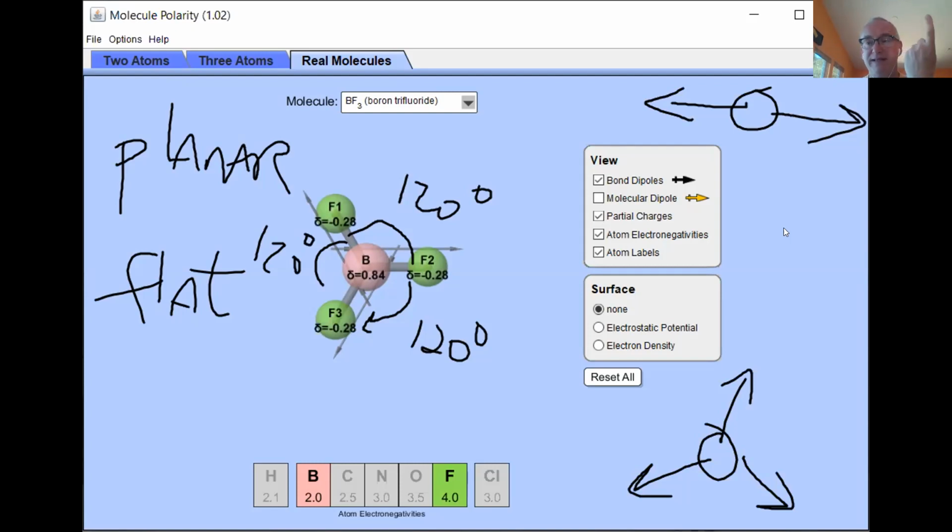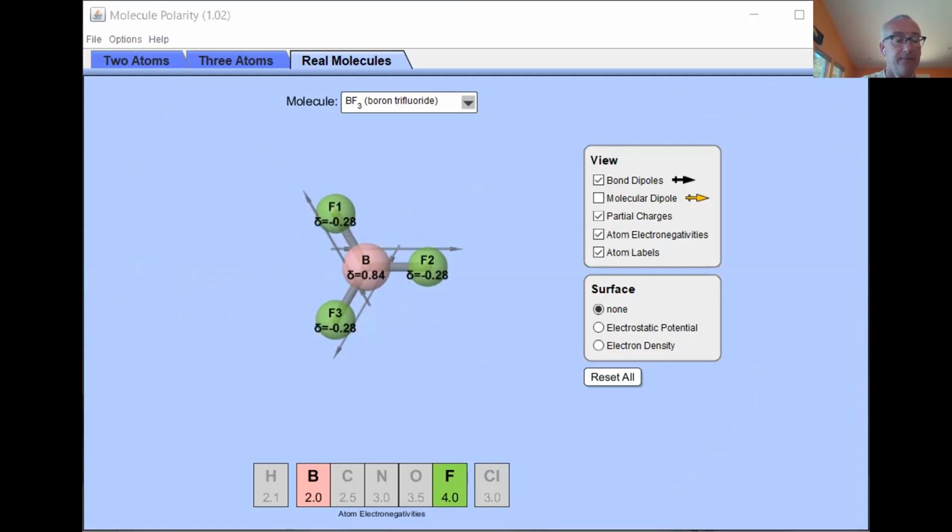So it's completely symmetrical. We have three very, very polar bonds. But since they're symmetrical, when we add them together, we get zero as a molecular dipole. So would this be a polar molecule or a nonpolar molecule? Nonpolar, right. And the reason is, nitrogen makes 3 bonds, right? And it has a lone pair of electrons.